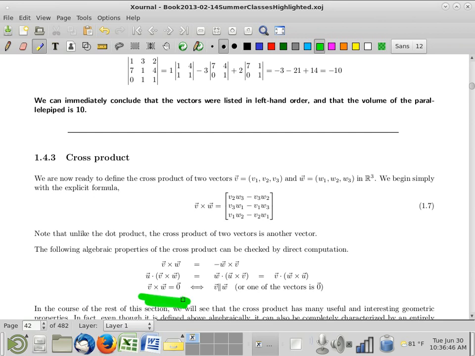The cross product is 0 if and only if the vectors are parallel. Or one of the vectors is the 0 vector, and that's kind of weird, but that happens sometimes. So other than when we're dealing with non-zero vectors, cross product is 0 if and only if the vectors are parallel. Now that dovetails pretty nicely with what we saw about dot products. Dot products are 0 if and only if the vectors are perpendicular. Cross products, if they're parallel. Kind of neat.